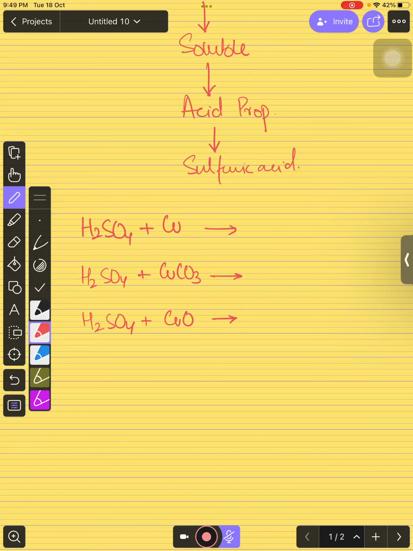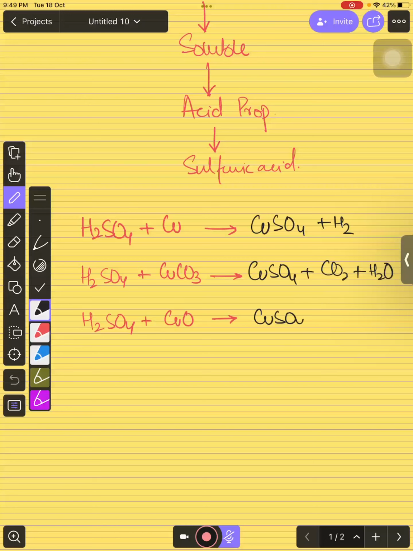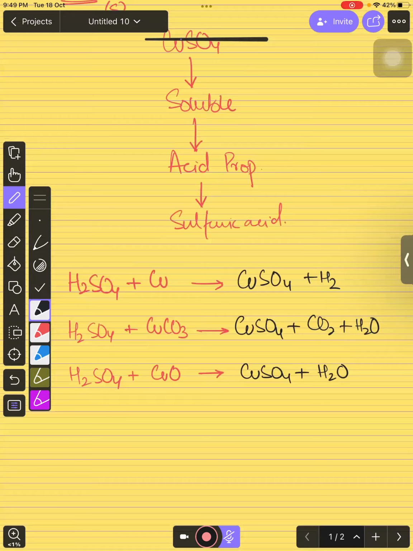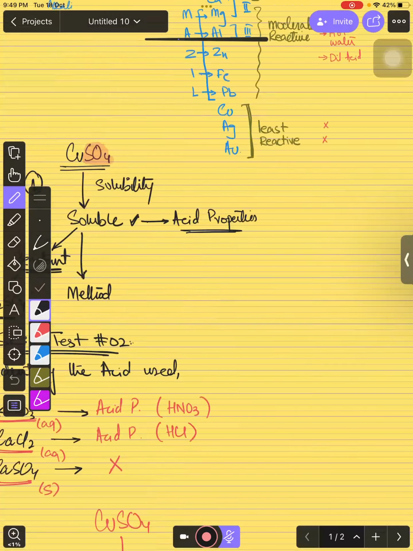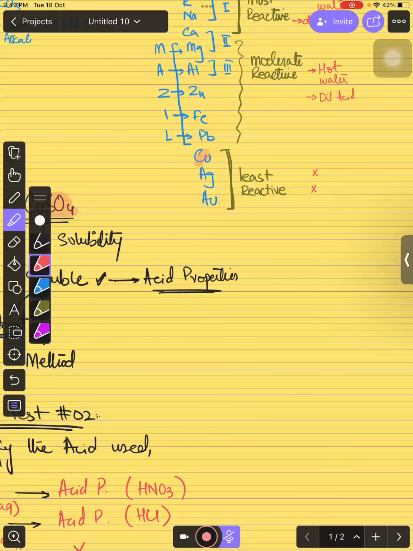So that is why let's talk about salt formation. If I just ask you to write the equation, I know that you all write like this: copper plus sulfuric acid gives copper sulfate and hydrogen gas; copper carbonate plus sulfuric acid gives copper sulfate, carbon dioxide, and water; and then copper oxide plus sulfuric acid gives copper sulfate and water, right? I know that you all write equations like this, but I told you earlier, if you focus on the reactivity series, the least reactive metals, these three metals, are not able to react even with dilute acids, right, children?